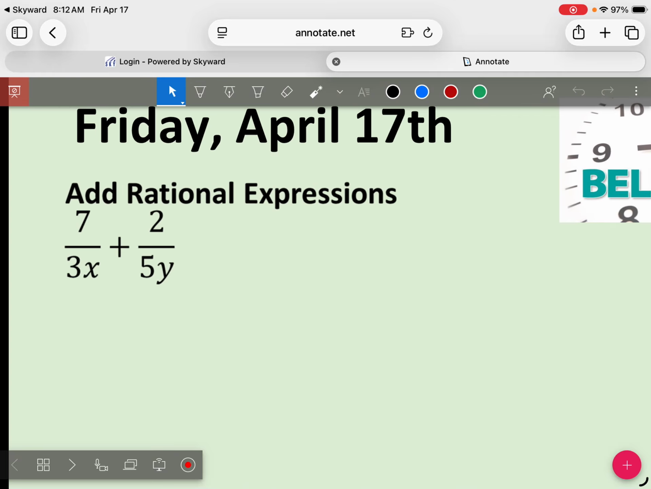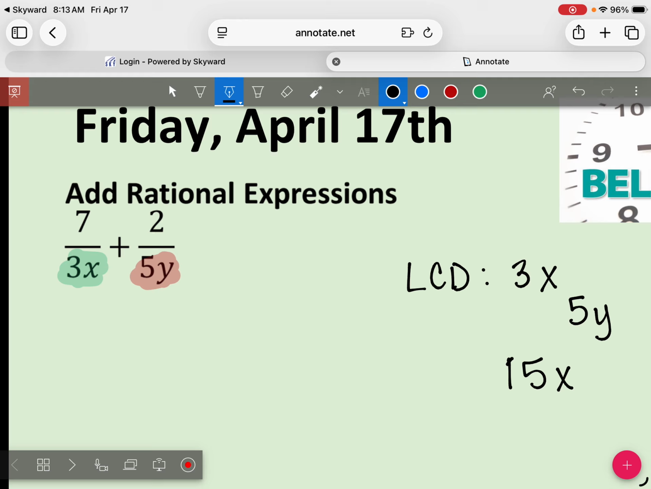So when you break it down, your LCD, 3x and 5y, they don't have any common factors. So my LCD will just be 3x and 5y. So when you multiply them together, we get 15xy as my LCD. That's my LCD.